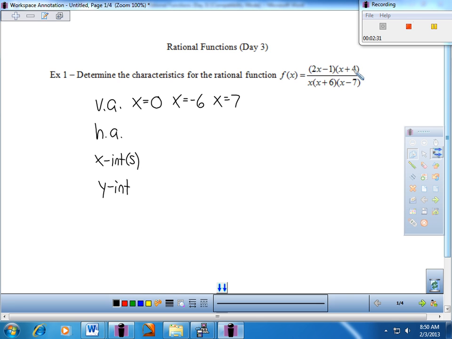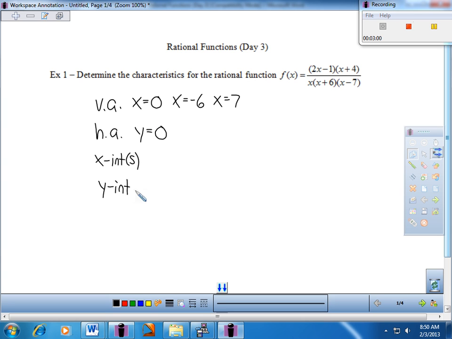X squared on top, x cubed on the bottom, smaller degree on top than on bottom, automatically the end behavior, those values are going to 0, and so we have a horizontal asymptote at y equals 0. Okay, 2 good ones. All right, now let's do the y-intercept first, if that's all right. Not that it matters a whole lot by any means.